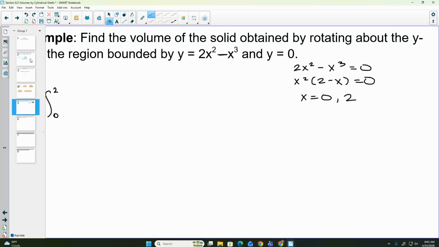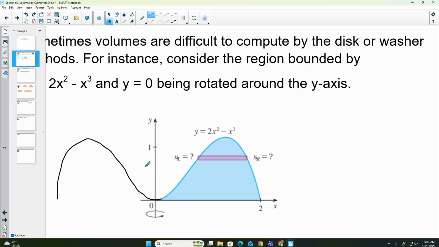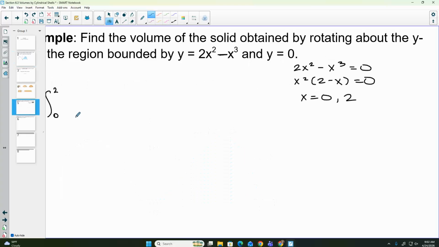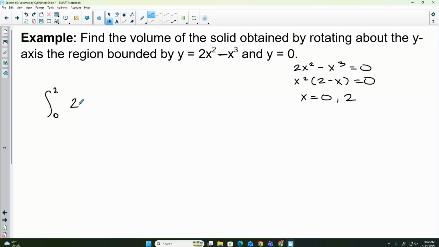The reason we're working in terms of x is because if I cut this and unfold it, when I'm rotating around the y, I have those x values measuring it if I unfold my circle. So to do shells, we're doing 2 pi times the radius. If I'm working in terms of x, my radius is x. If I'm working in terms of y, my radius is y. Times my function. So that is the shell method, just 2 pi x, and then our function is 2x squared minus x cubed.